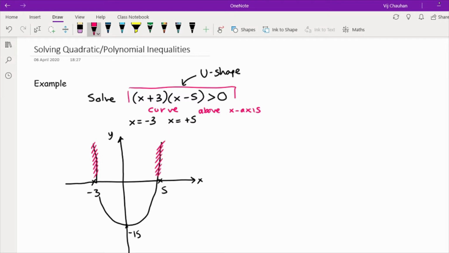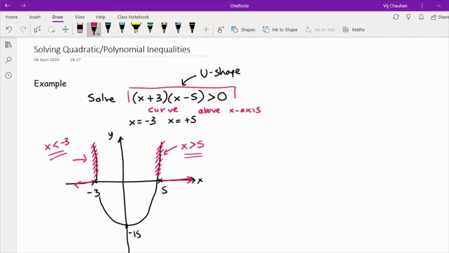Now, looking at the diagram to represent the values of where the curve is above the x-axis, this is where x has got to be less than -3 because it's going in the left-hand direction. And this here represents where x is greater than 5. So note that it's going in this direction of where it's above the x-axis. So the answer to this particular question is where x is less than -3 and x is greater than 5.